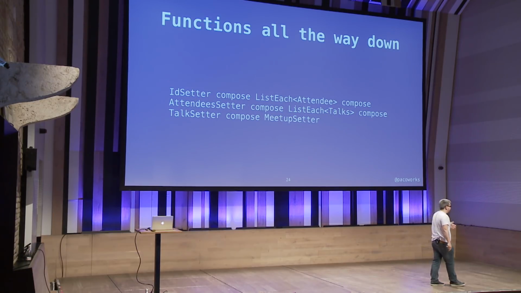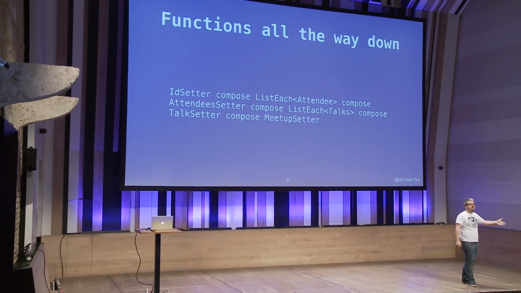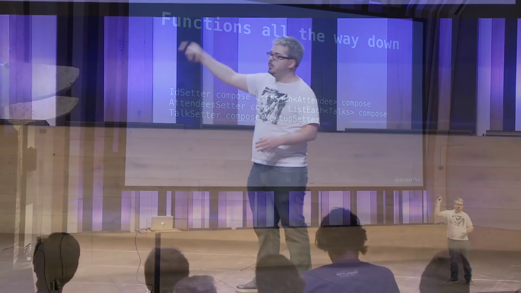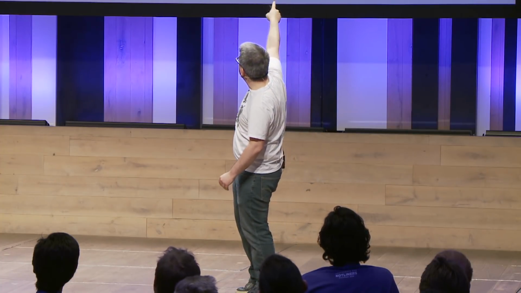An ID setter is actually an interface that has a single function set that is composed with a list of each, which means you're going to be able to traverse a list of attendees, which is composed with an attendee setter, which is composed with a list, which is composed with a talk, which is composed with a meetup. So it goes all the way down. Or we could just go and say meetup setter, and then tag setter, and then list each, and then. So you do the same way that you do function composition, you can compose interfaces that have one or multiple functions.